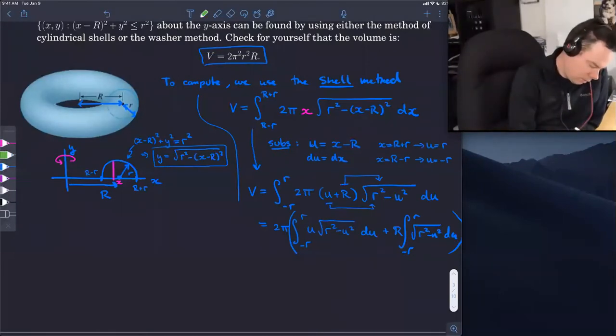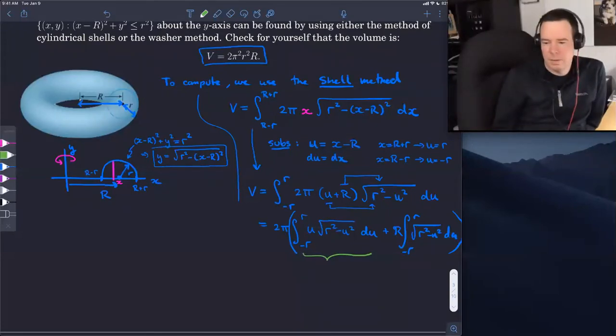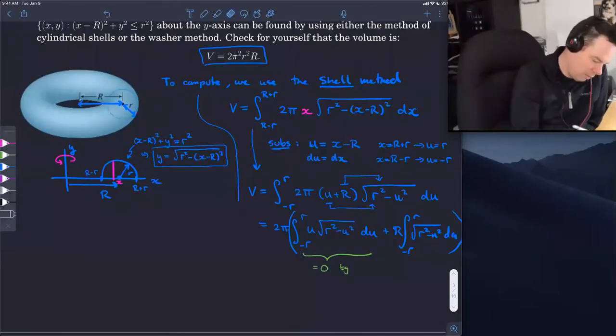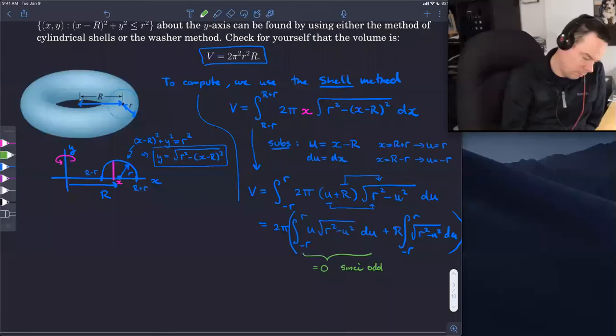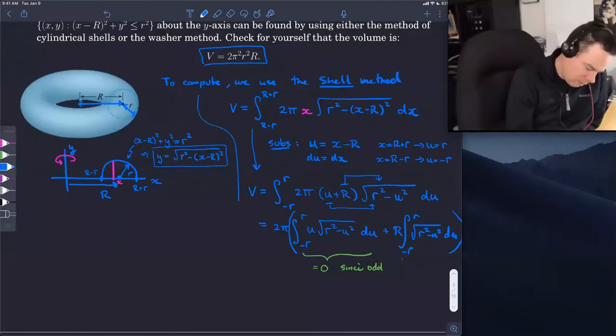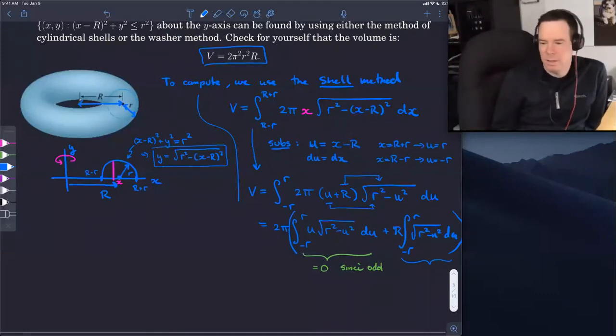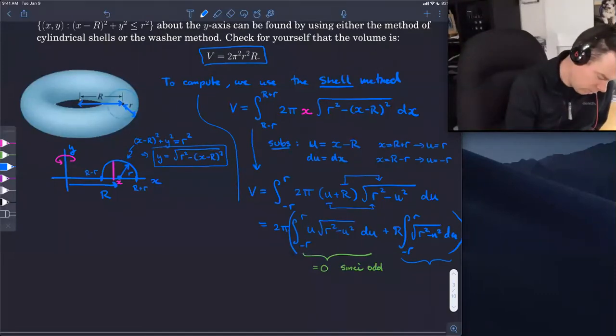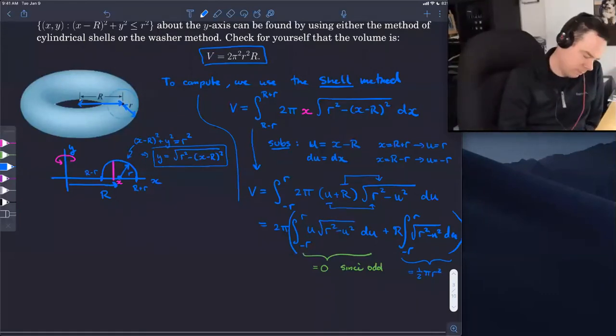And the observation is that this is an odd function being integrated over a symmetric interval. So this is 0 by symmetry. Maybe I should just say 0 since it's an odd function. On the other hand, this integral here is the integral of an upper semicircle over the interval negative r to r. So this is basically half the area of a circle of radius r. So this is equal to 1/2 pi little r squared.